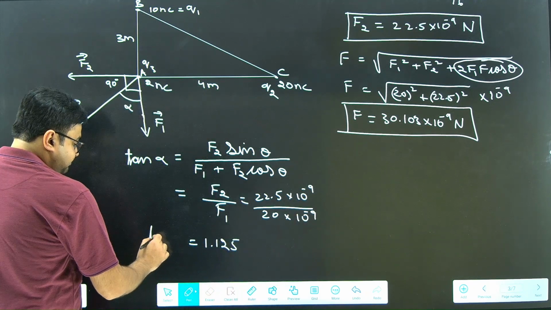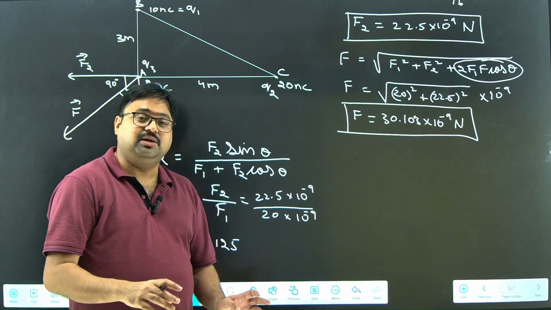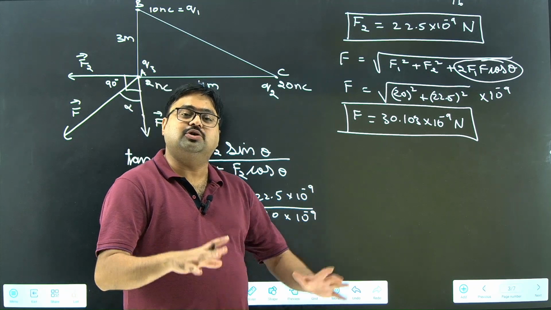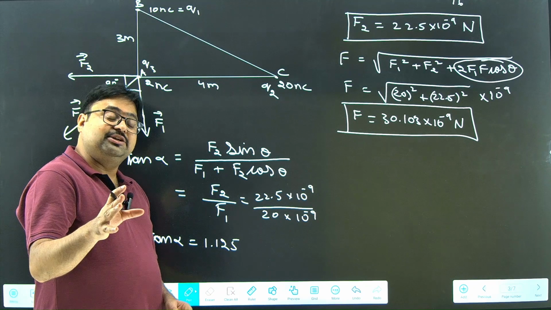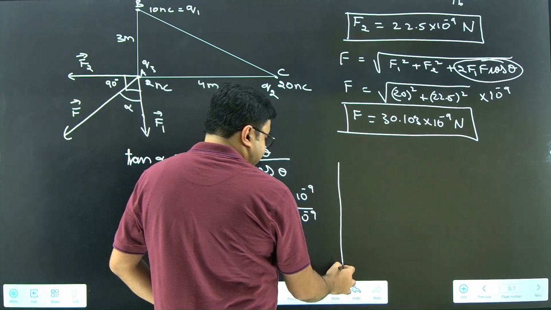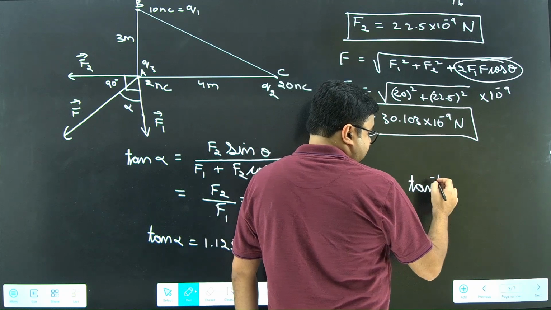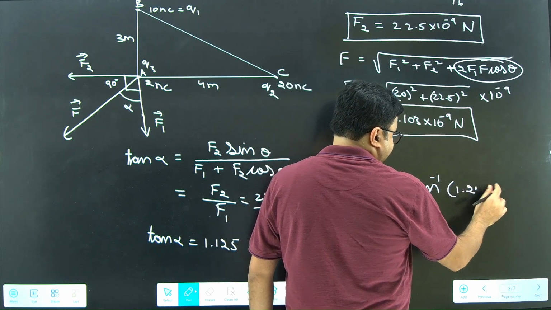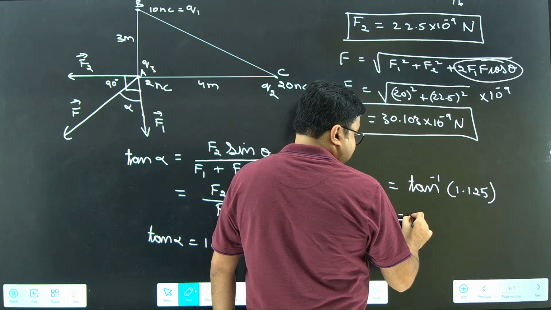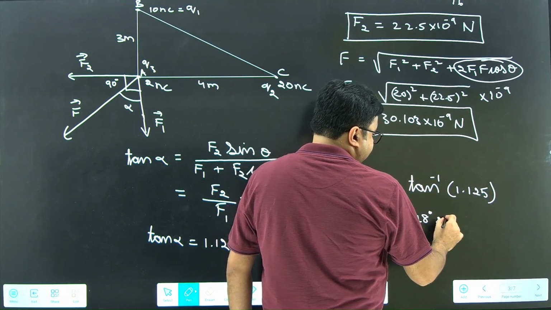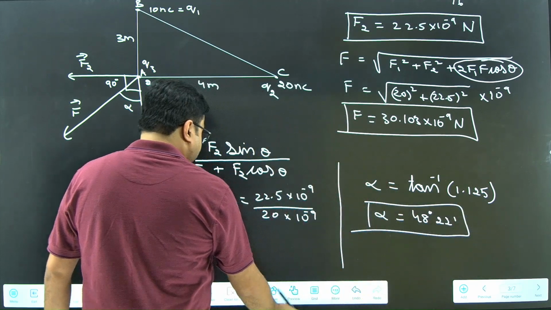That's tan alpha. If you know how to use the Clark's table, there are quite a lot of videos. You can always refer to how to use the Clark's table. Once you know tan alpha, it's easy to find alpha. Alpha would simply be equal to tan inverse of 1.125, and that angle turns out to be 48 degree 22 minutes. That's what is alpha. So we have answered both parts of the question.